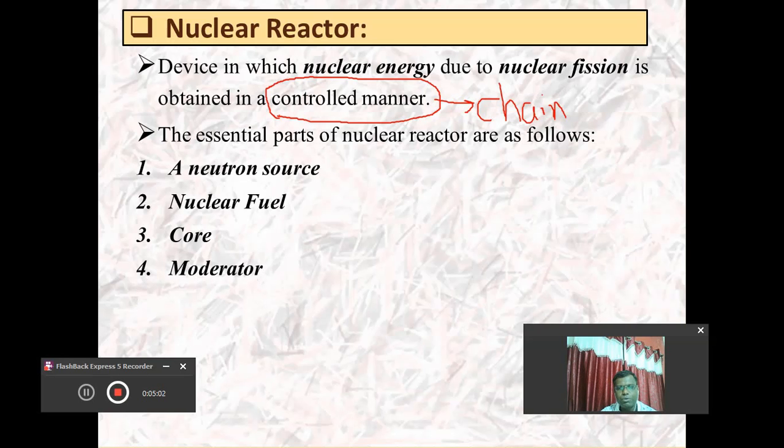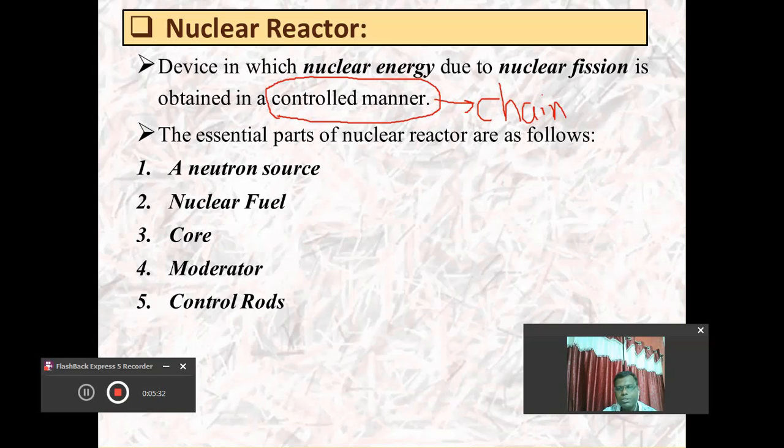Again, the fast neutrons obtained in nuclear fission can be converted into slow neutrons, because we require slow neutrons for the next nuclear fission of other nuclei, and that is done with the help of a material called the moderator. So moderators are the materials which can convert fast neutrons into slow neutrons.